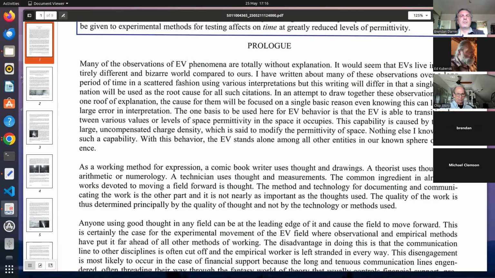So that's really important. This capability is caused by the EV's large uncompensated charge density, which is said to modify the permittivity of space. So there it is again. That's the key to it. Nothing else I know of has such a capability. With this behavior, the EV stands alone among all other entities in our known sphere of influence.